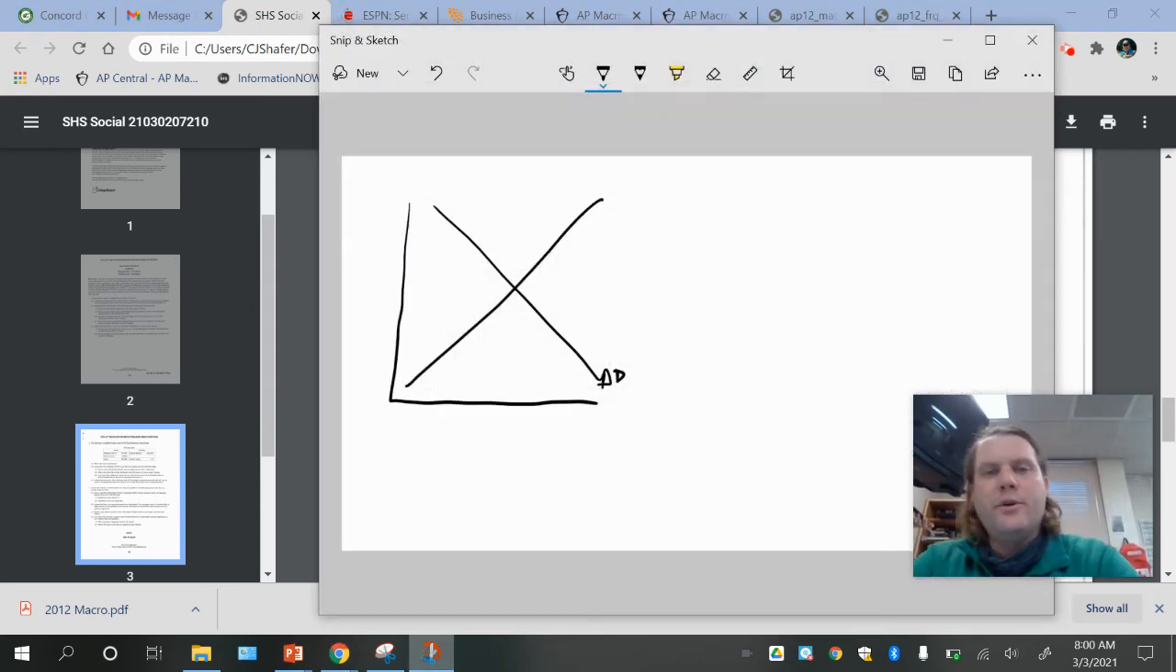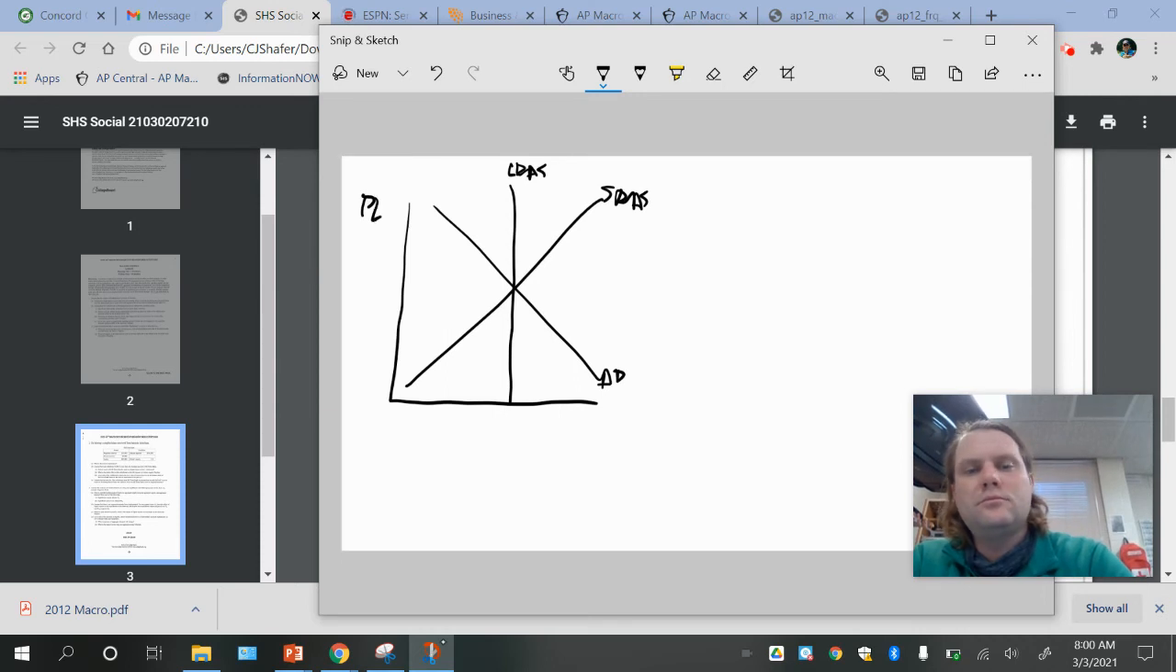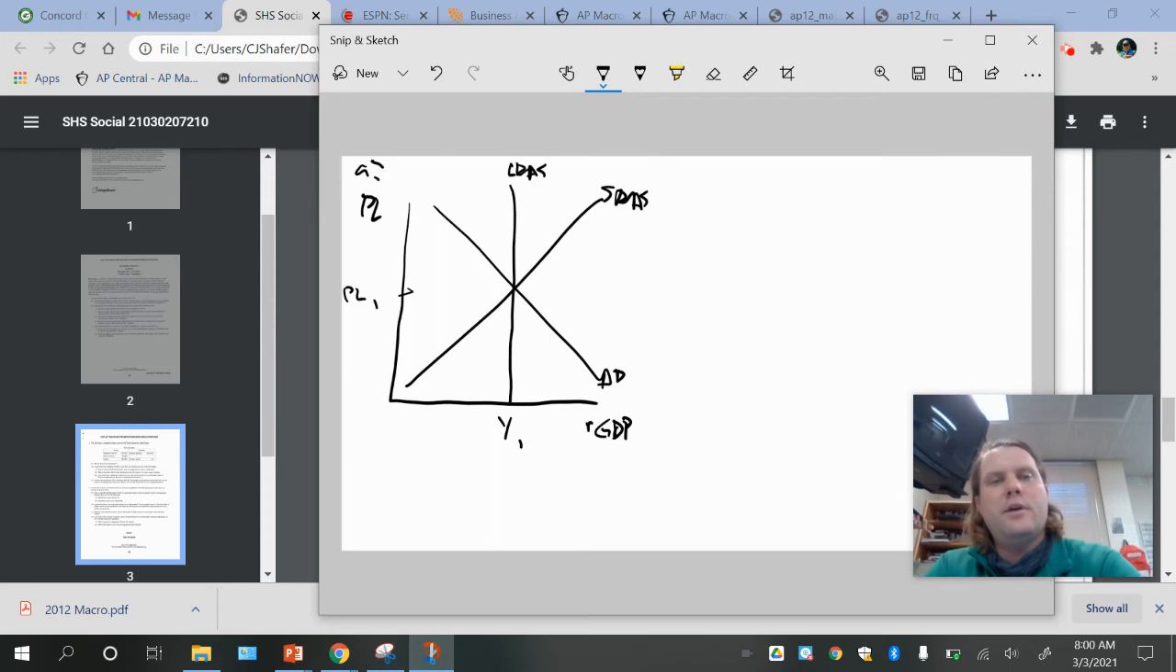All right, so for number 3, it's asking us to draw a long run equilibrium. And it asks us to label some things. So I got output 1, I got price level 1, and that is part A right there. Okay, so we are all set with part A.